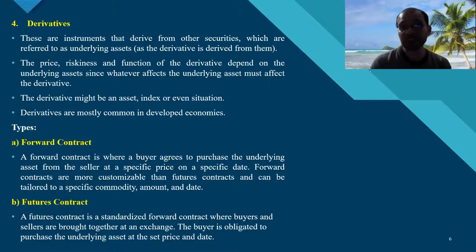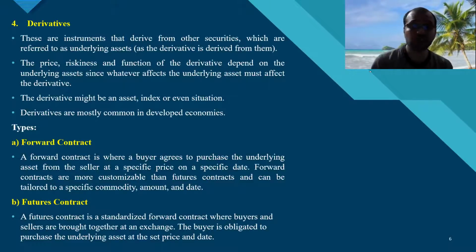The underlying might be an asset, index, or any other situation too. It can be weather derivatives, credit derivatives, whatever it is. Derivatives are most commonly available in the developed countries. Now, we basically have 6 types of derivative instruments. The first is a forward contract.